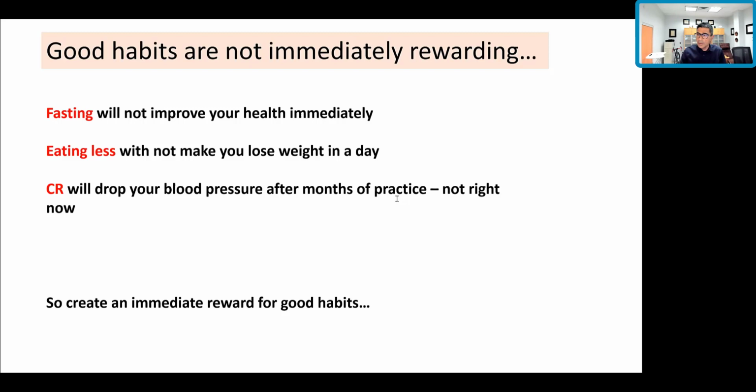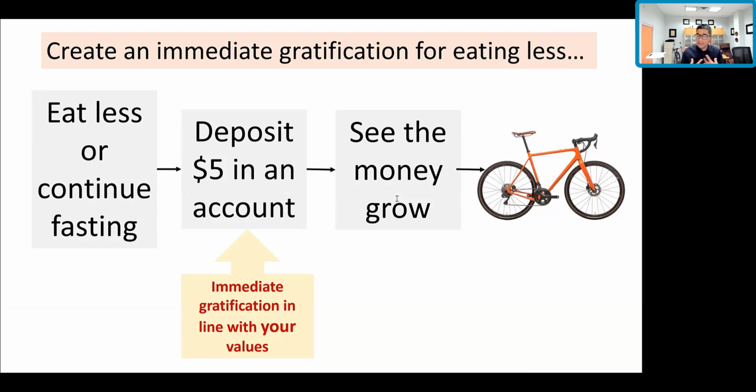So in order for these good habits to be fostered, create an immediate reward. And this is how I want to propose, and this is how I do it. So when I eat less or continue fasting, I make a small deposit in an account. This is my immediate gratification for eating less so that this behavior is fostered. And over time, I see that this habit is reinforced by the money growing. And for me, it's buying a bicycle. For my friend's daughter that I just mentioned, she may make a pact with her father saying that every time she practices these good habits he will deposit $100 in her account. I mean, I'm just making that number up.